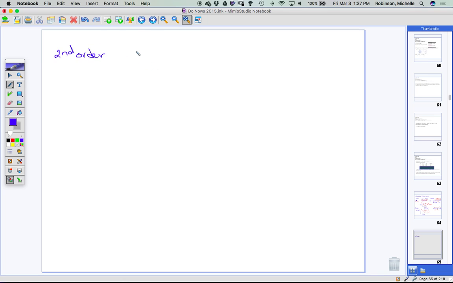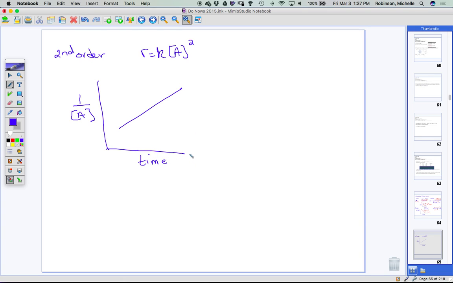All right, so if we look at second order, what's the rate law? No, but what's the rate law? Yeah, A squared. And then what particular graph should we plot in order to get a straight line for second order? It's going to be the reciprocal of the concentration versus time. And this time, the line's going to go that way. The integrated rate law for second order is 1 over A equals KT plus 1 over A initial, right?